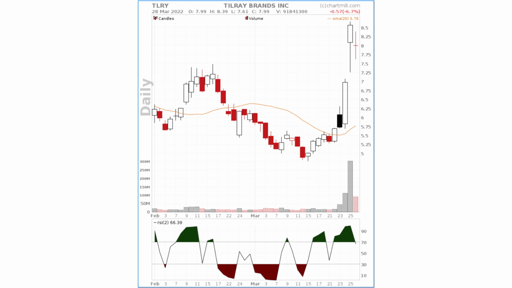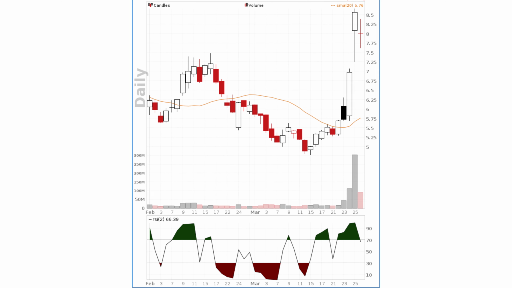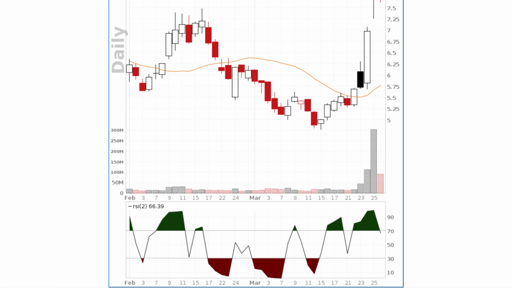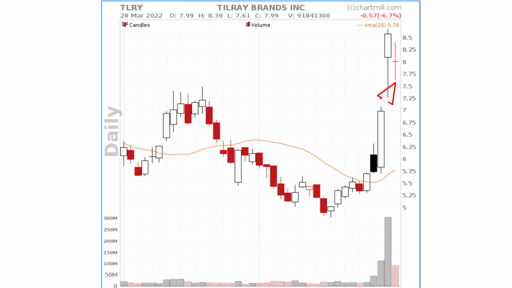This is the final step before we can configure the actual setup to enter the market. The 2-period RSI is falling below the 70 level, which is the indicated signal for a short setup. In the TLRY chart, the 2-period RSI drops below 70 after the March 28 trading day.